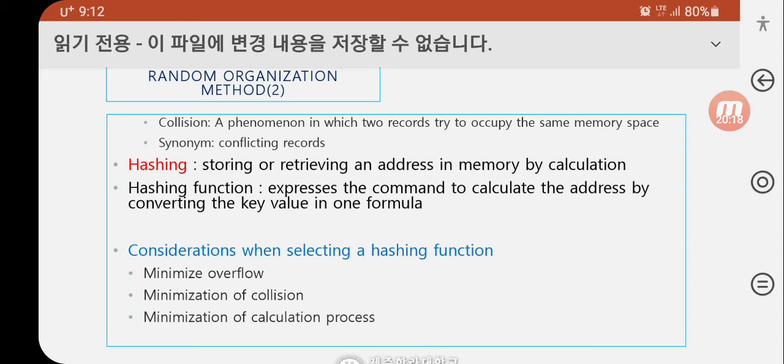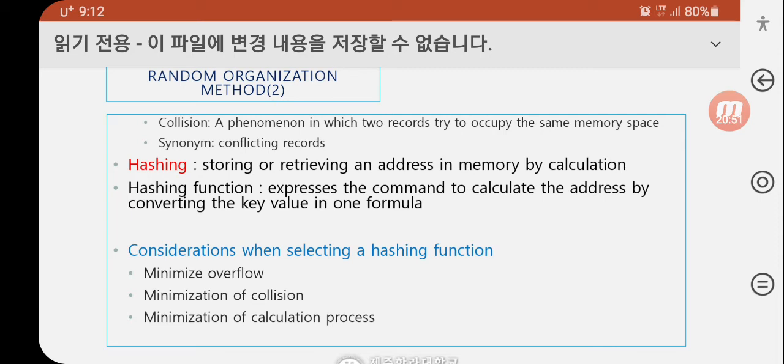This type is hashing. Hashing is storing or retrieving an address in memory by calculation. It is used by hashing functions. A hashing function expresses the command to calculate the address by converting the key value in one formula.